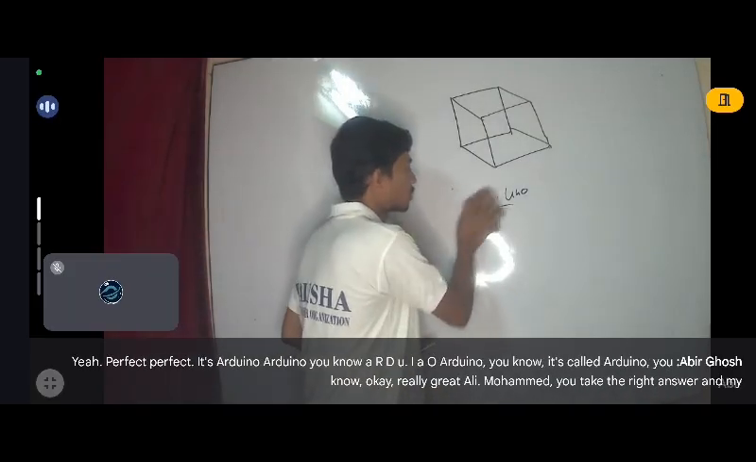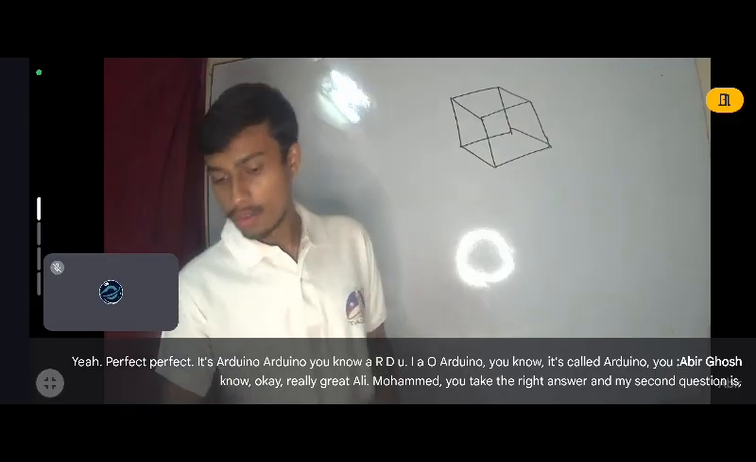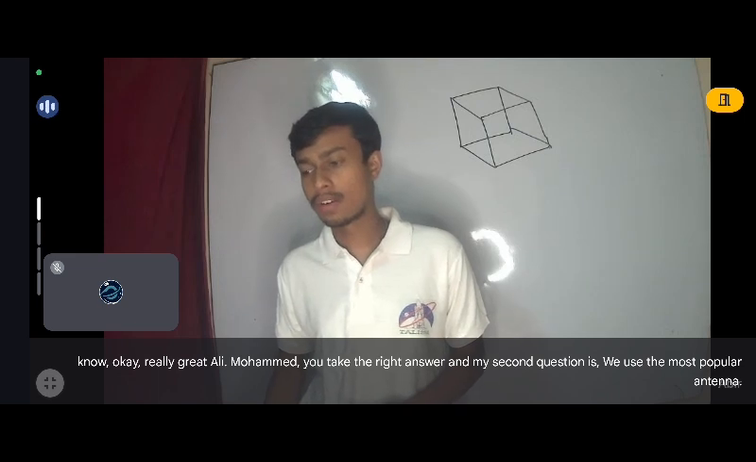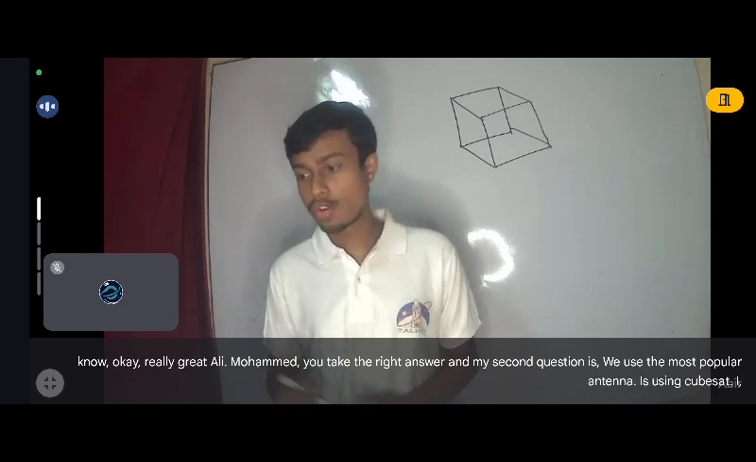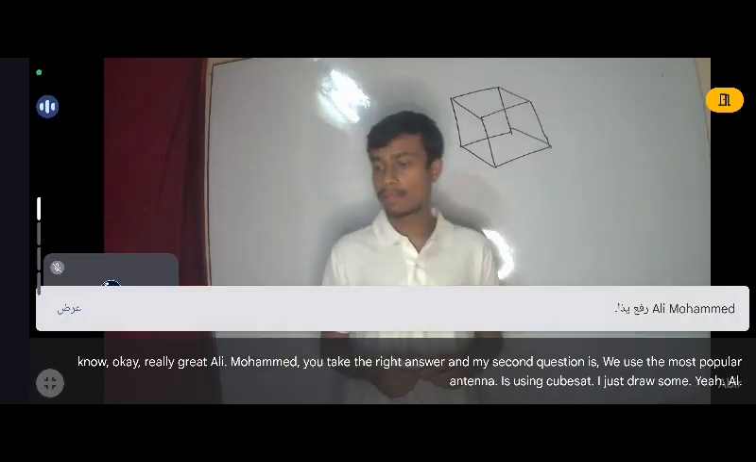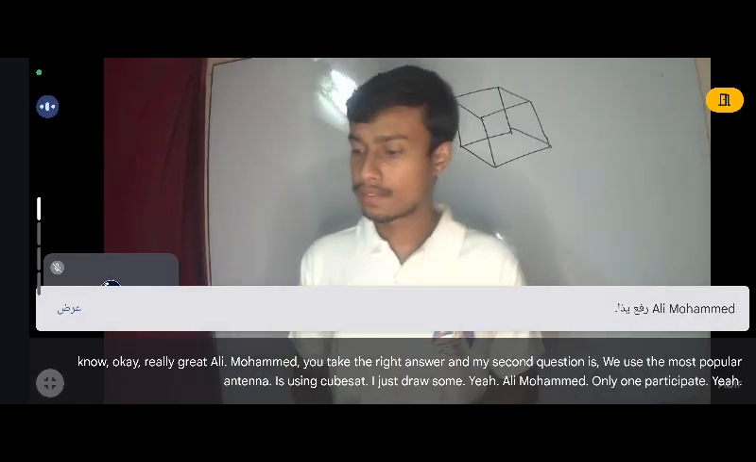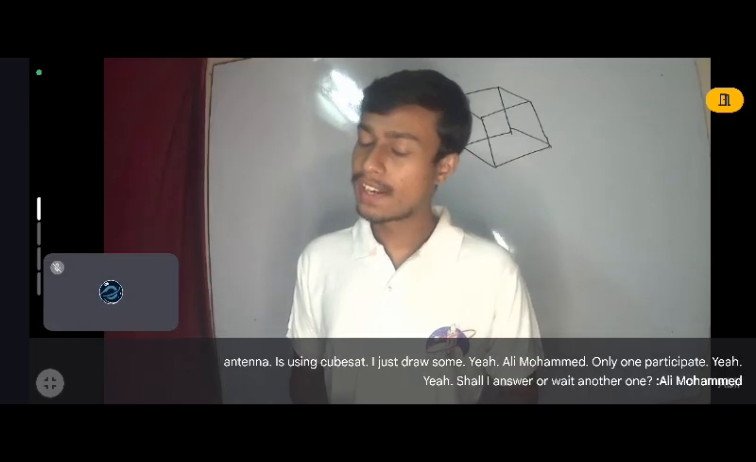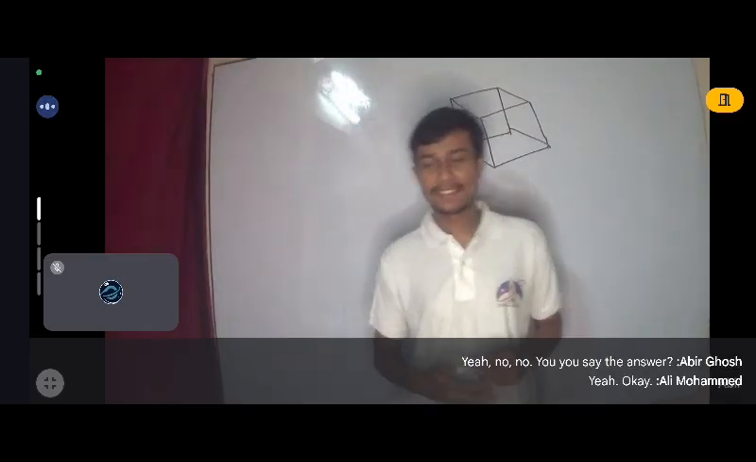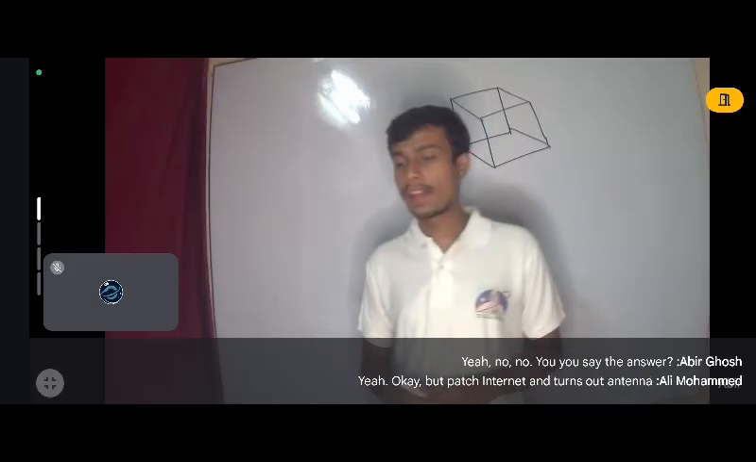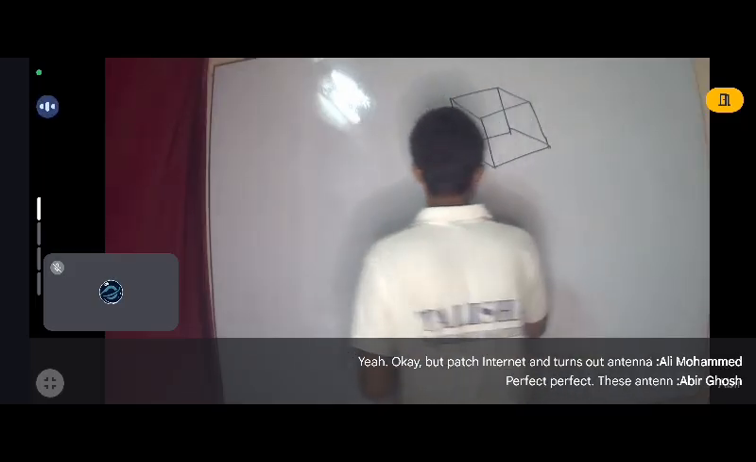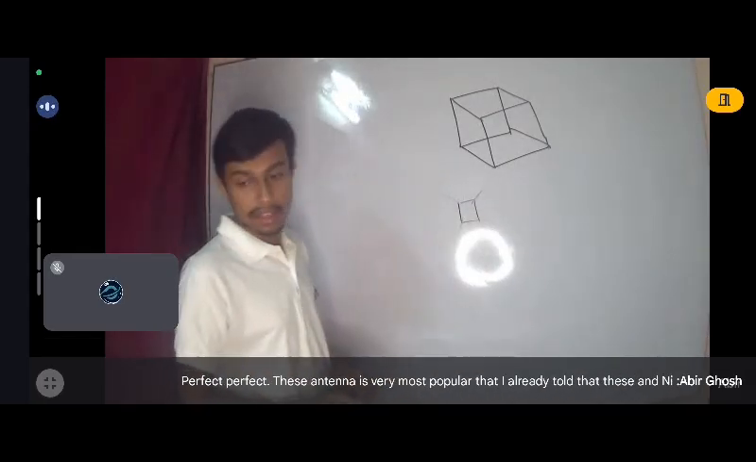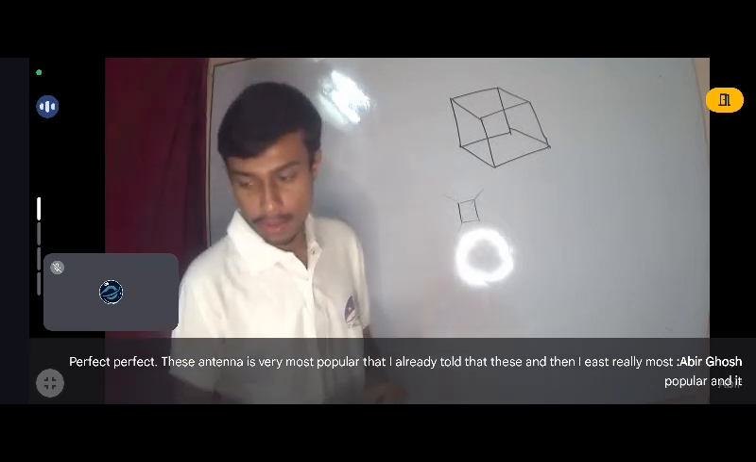And my second question is: which is the most popular antenna used in CubeSat? I just drew some. Answer: patch antenna and tensile antenna. Perfect. This antenna is the most popular, as I already told, and it is really useful.